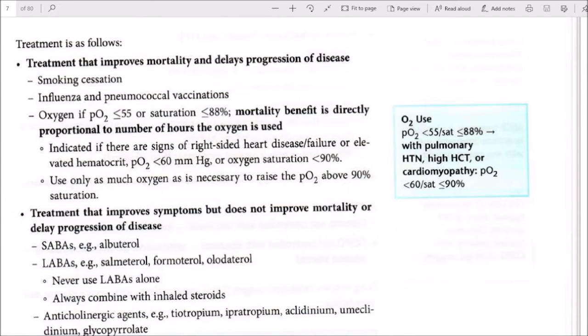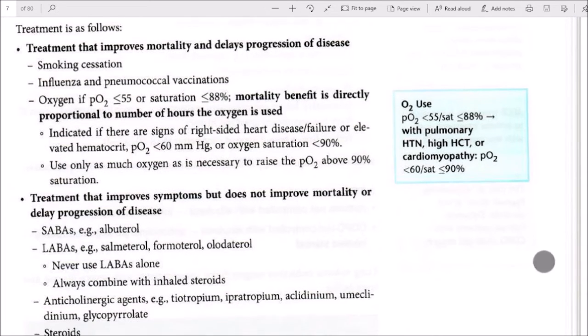Oxygen saturation is less than 90%. Use only as much oxygen as is necessary to raise the saturation above 90%. O2 use: PO2 less than 55 or saturation less than or equal to 88%. With pulmonary hypertension, high hematocrit or cardiomyopathy: PO2 less than 60 or saturation less than or equal to 90%.